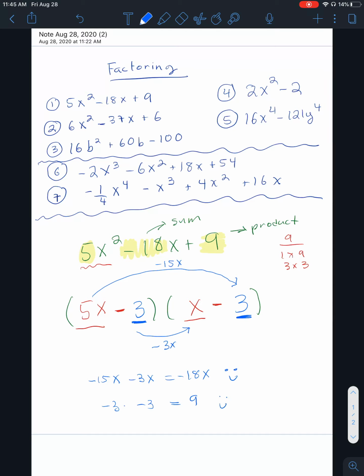So this is the way that you do this, is you just really think about this 5, what does it affect in the problem? The 5 is going to affect the sum, which is negative 18. But when you try to see which 2 numbers multiply to 9, as you can see, negative 3 times negative 3 gives you 9. The 5 doesn't really have an impact on that. So that is the first example of factoring with a greater than 1.